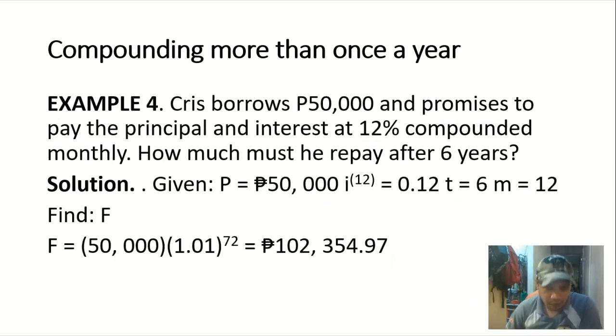So, for example, number 4, Chris borrows 50,000 and promises to pay the principal and interest at 12% compounded monthly. How much must he repay after 6 years? So, we have 50,000 as the principal. Ang nominal rate natin is 12%, kaya 0.12. Ang time natin is 6 years. Then, ang conversion natin is 12. So, 0.12 divided by 12.